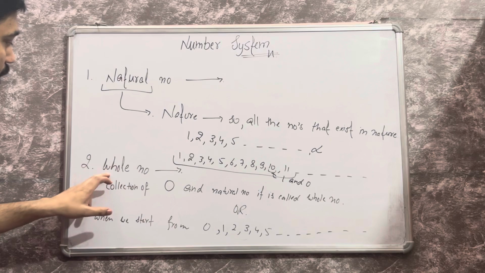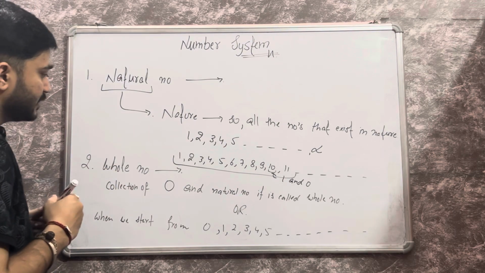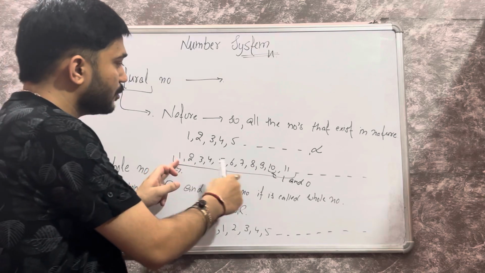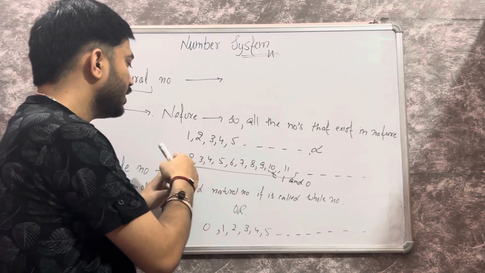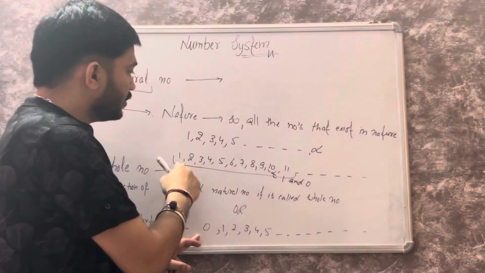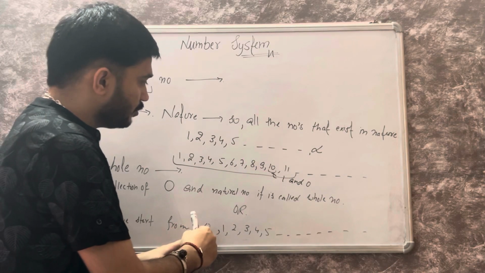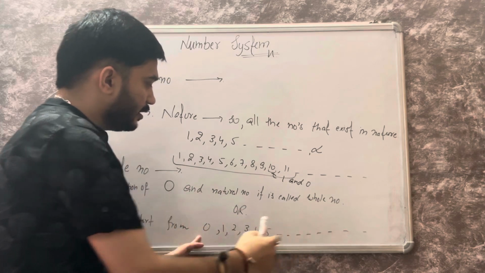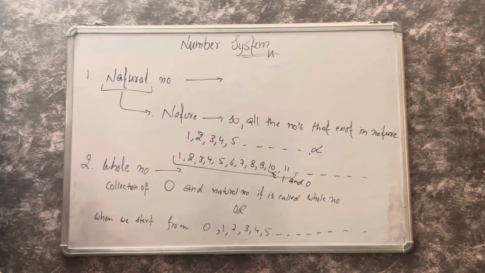Why is it called whole number? Because the meaning of whole is all, a complete set. Here the set is not complete because 0 is not included in it. Here the set is complete because the number that we are using, that is 0, is added in the numbers. Any doubt?